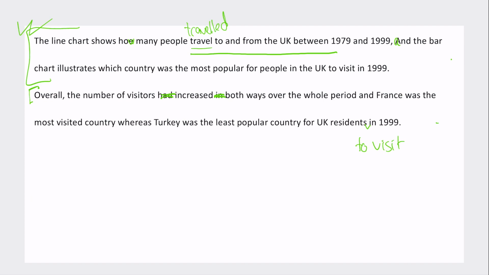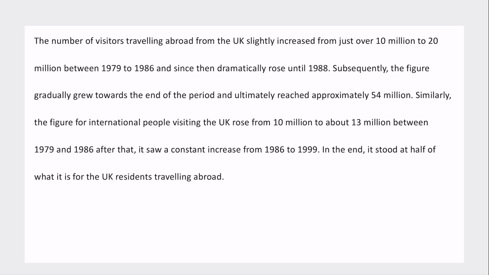So I think that's fine. I think if you're going to just do the introduction and overview, that's totally fine. A little bit of grammar issues here, but I think overall pretty good. And then we've got main point 1.